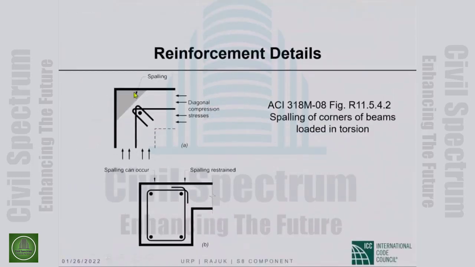So these are very good pictures. At this corner, you will need the 135-degree hooks on the closed transverse reinforcement. At this corner, 90-degree hooks are good enough because this slab will prevent this kind of spalling of the corner. This slab confines the transverse reinforcement, so now the 90-degree bends are good enough.